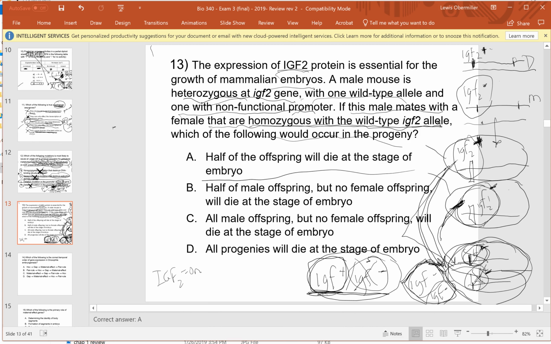And so the correct answer is A. Half of the offspring would die because they wouldn't have any IGF protein.